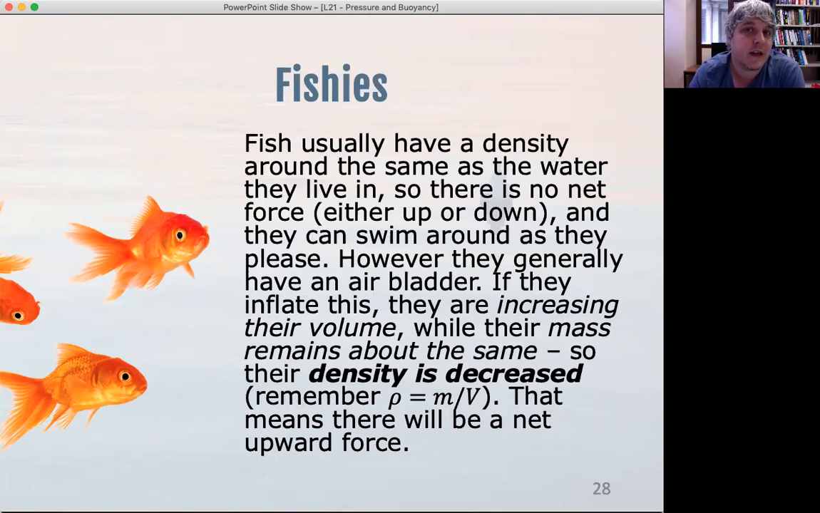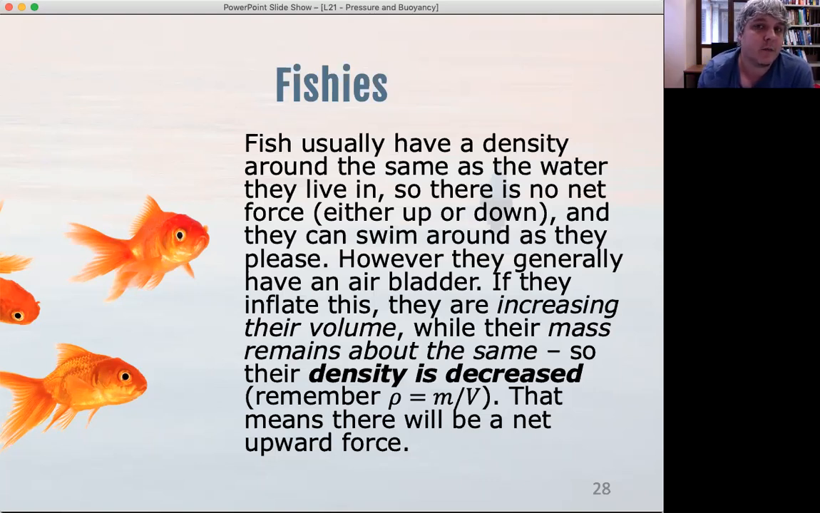Deep sea fish withstand these great pressures, and their density at that great pressure after they've been condensed is about the same as water, whereas the fish that live higher up in the oceans with less pressure and less deformation, their density is still about the same as water. But if they went down lower, they would be too dense and they would sink.